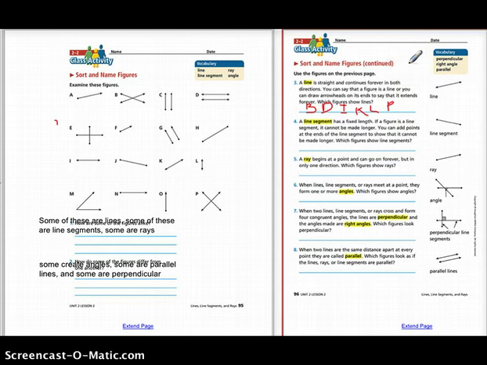All right, next one is a line segment. It has a fixed length, meaning it stops. If a figure is a line segment, it cannot be made longer. You can add points at the end of a line segment to show that it cannot be made longer. Which figures show line segments? Okay, so here's what a line segment looks like. Two endpoints. I know that C is a line segment. See if you can find the rest.